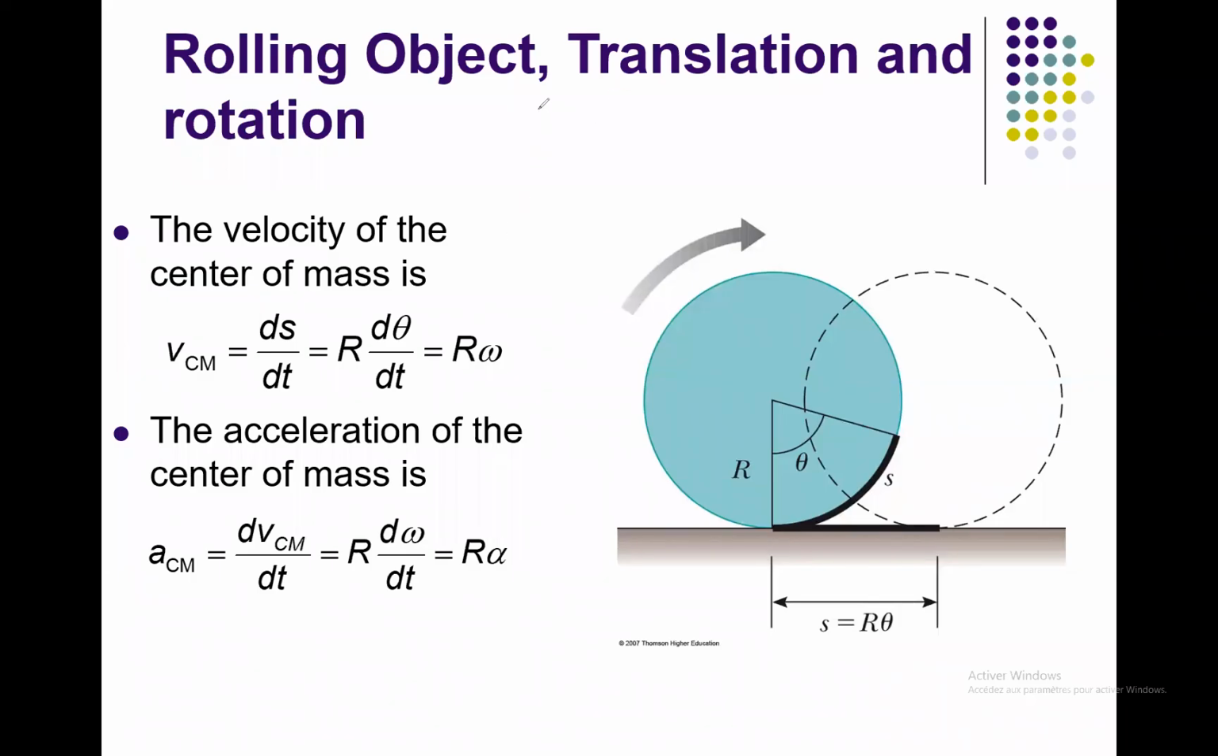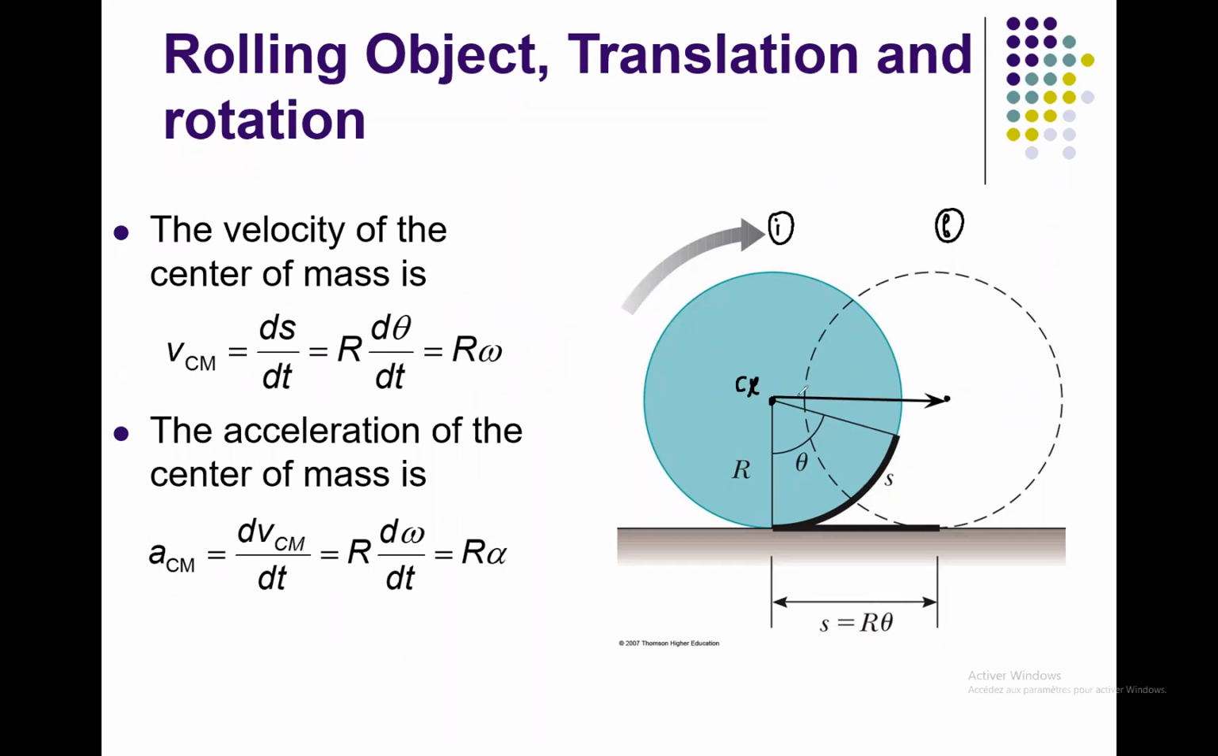The final case is translation and rotation combined. In this case, the ball is rolling to the right without sliding. If you look well, the center of mass is at this point at the initial time, and at the final time it is here. The center of mass will move to the right. So this is the initial position of the center of mass, and this is the final position of the center of mass.